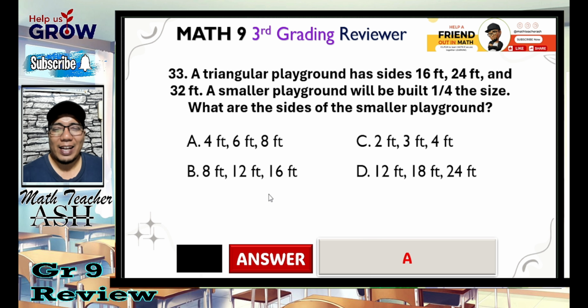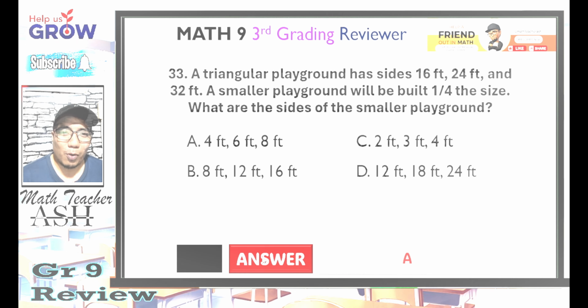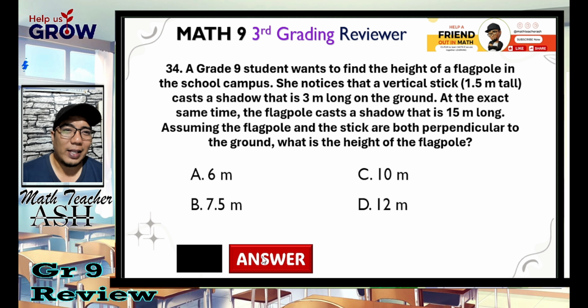Alright, easy, right? Now, let us go to question number 34. A grade 9 student wants to find the height of a flagpole in the school campus. She notices that a vertical stick 1.5 meters tall casts a shadow that is 3 meters long on the ground. At the exact same time, the flagpole casts a shadow that is 15 meters long. Assuming that the flagpole and the stick are both perpendicular to the ground, what is the height of the flagpole? Is it A, 6 meters, B, 7.5 meters, C, 10 meters, or D, 12 meters? I'll give you 5 seconds to think about your answer.